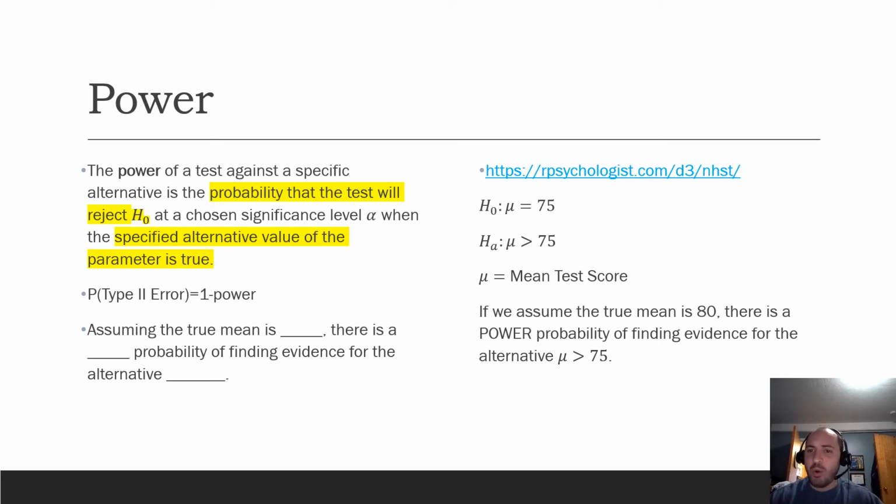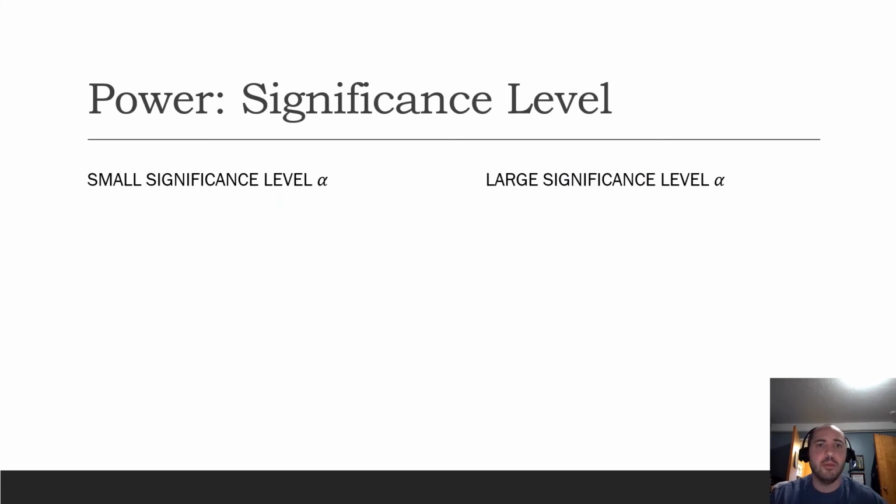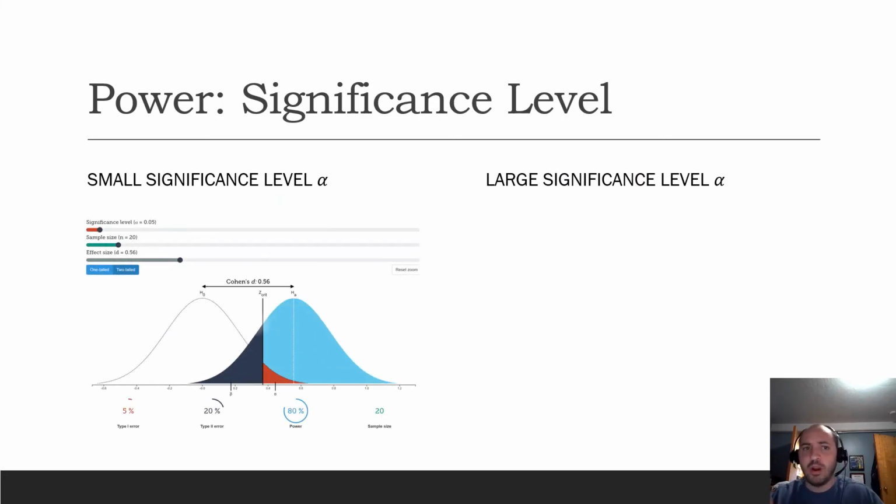So power is really a test of how well your hypothesis test picks up differences between the actual parameter you're interested in versus that null hypothesis you've assumed. So is it sensitive enough to pick up small differences? So the three things that can manipulate power are as follows. The significance level, which I mentioned before. If I have a small significance level, the odds of me rejecting my null hypothesis are not that high.